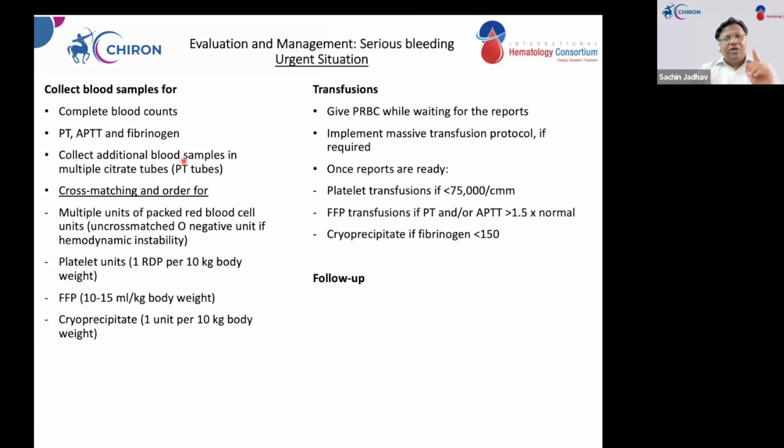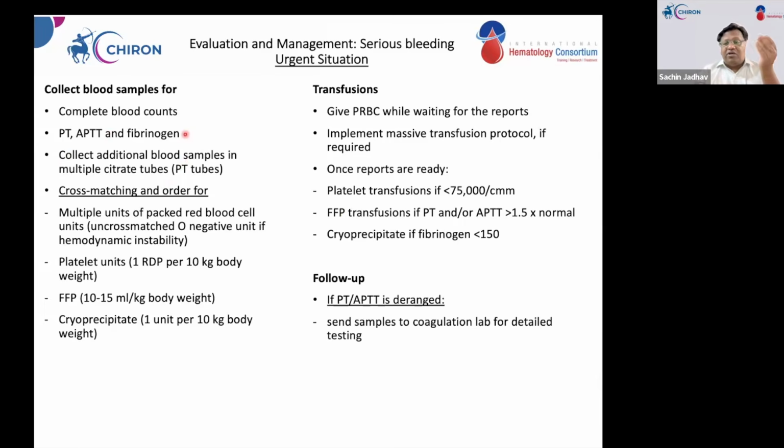However, you are collecting some pre-transfusion extra samples for further analysis. In the beginning itself, you're collecting 5, 6 PT tubes and keeping them. And if your PT ability is deranged, then you can send those extra tubes to a coagulation lab for factor assay, mixing studies, whatever it is, right?